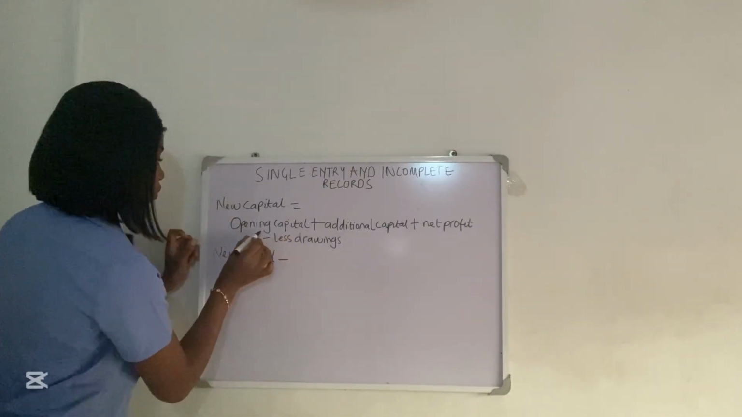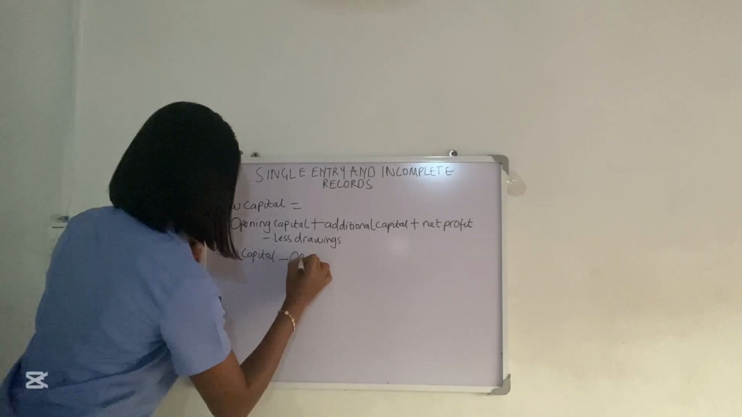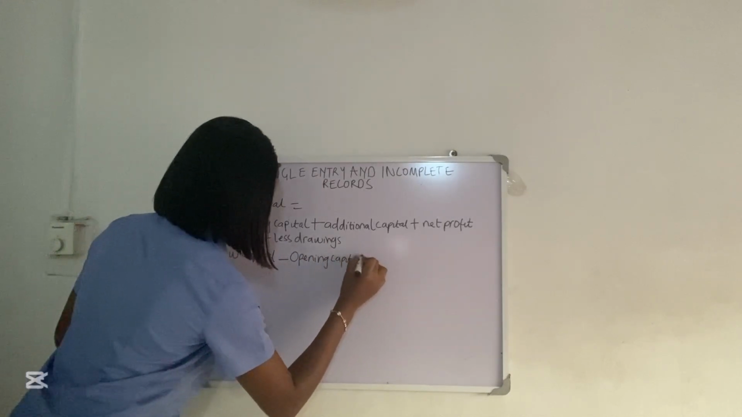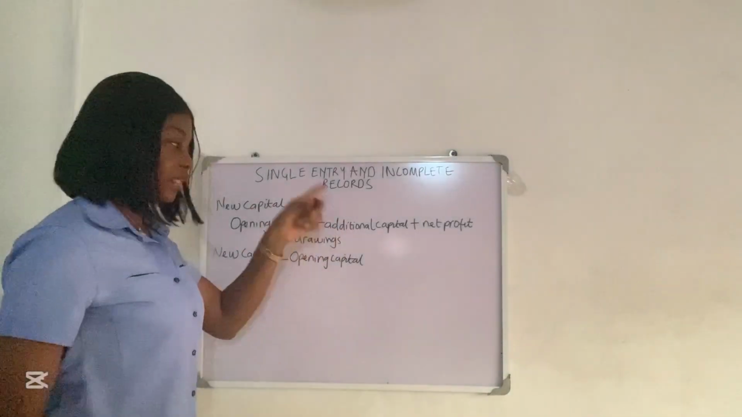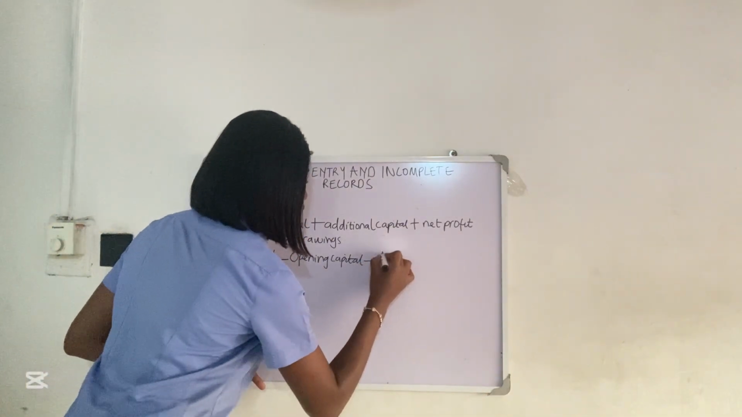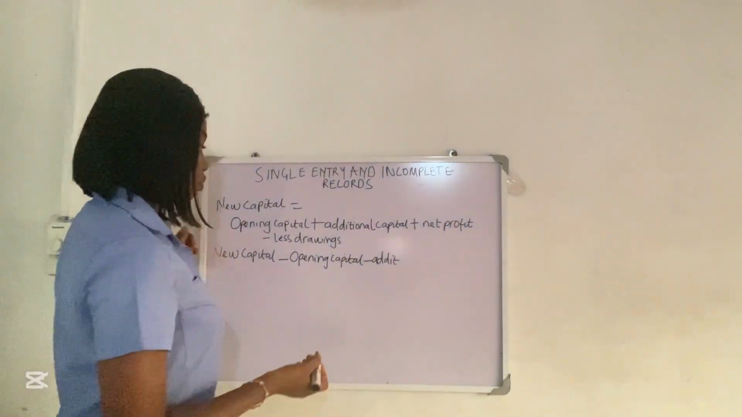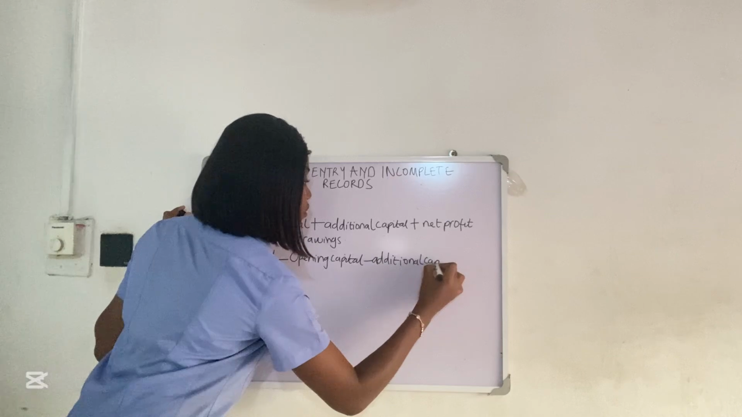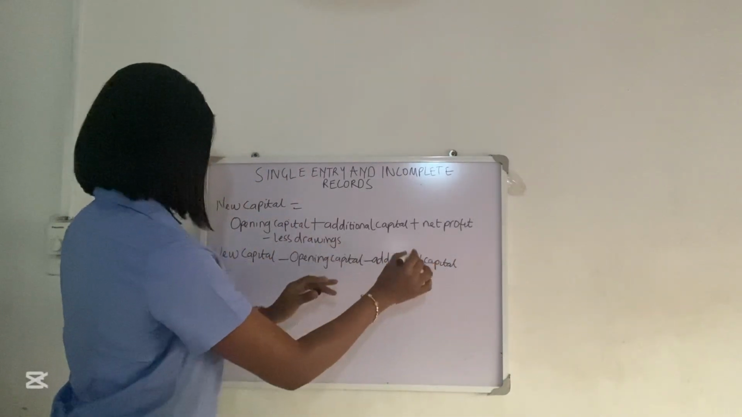minus, once this one crosses the equal to sign, it turns to minus opening capital. If a plus sign passes the equal sign, it turns to minus additional capital. Remember, this opening capital has an invisible plus sign, so minus additional capital. Our net profit, we want to leave it here.